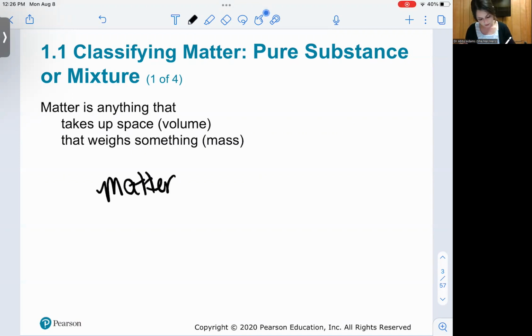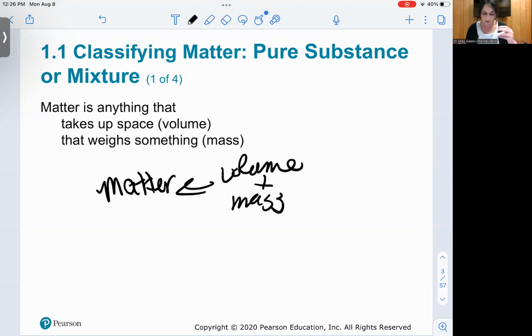Look, I'm going to write it out. Matter has volume and mass, okay? So you have to stay on top of this. Make sure you keep up with the definitions as we go.